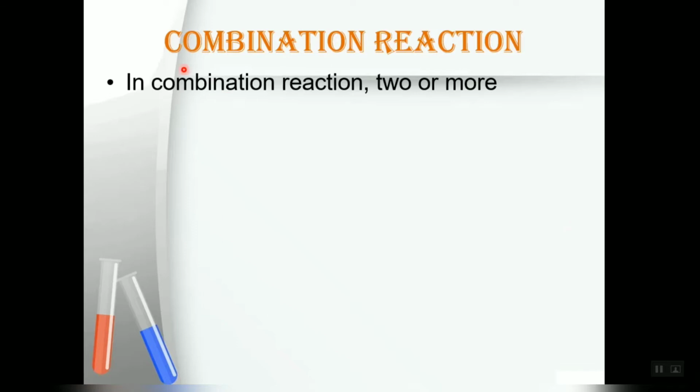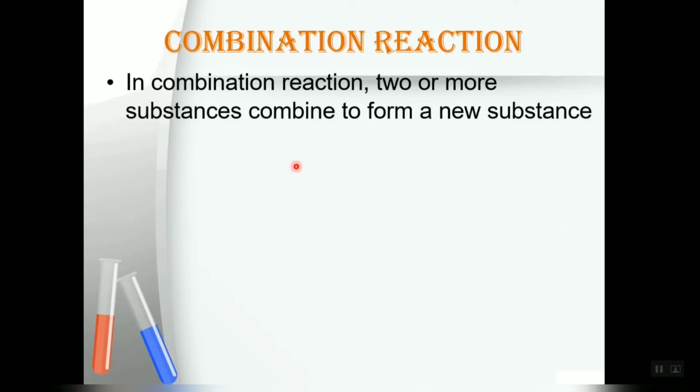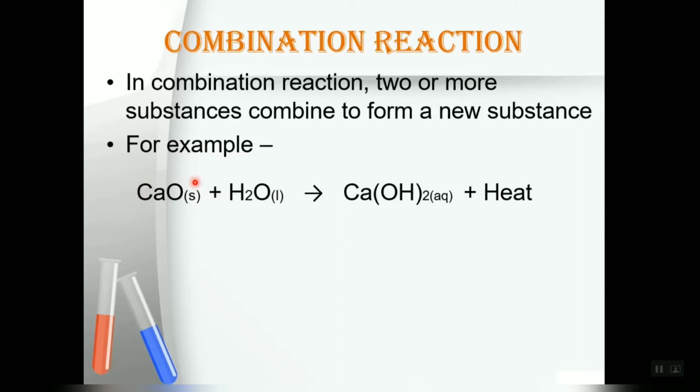The first one, combination reaction. The name indicates the combination. So in the combination reaction, two or more substances combine to form a new substance. For example, when calcium oxide reacts with water, or calcium oxide dissolves in water, it forms calcium hydroxide and heat. So this is a combination reaction. These two reactants combine and form one product, which is called a combination reaction.